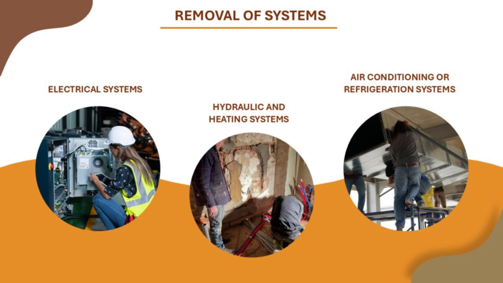Hydraulic and heating systems. Empty pipes completely to avoid accidental liquid leaks. Remove sections of pipes following the sequence indicated in the operational plan, starting from the terminals and proceeding towards the main source. Dismantle tanks, pumps and boilers following the manufacturer's instructions and checking their stability.